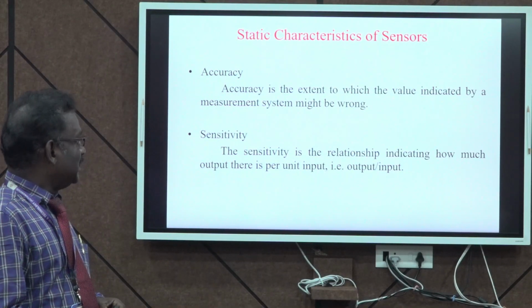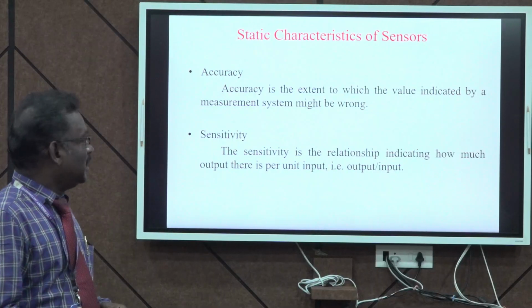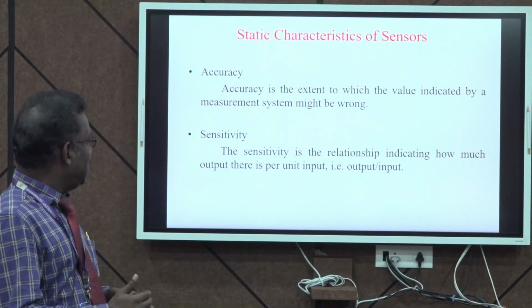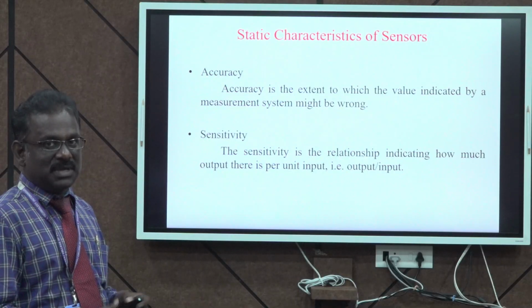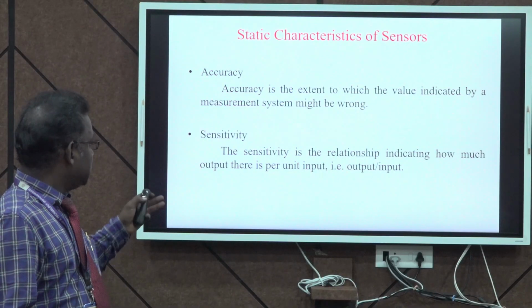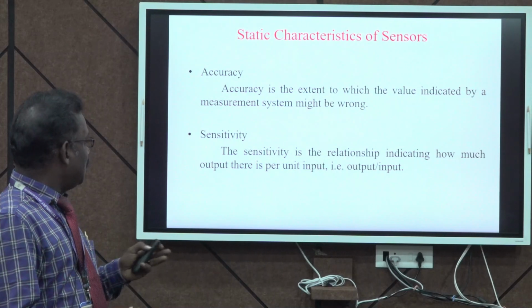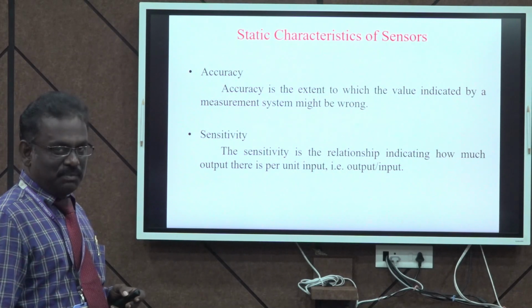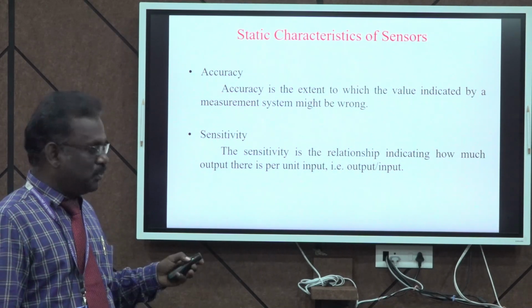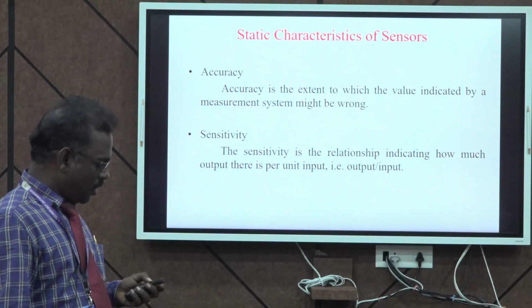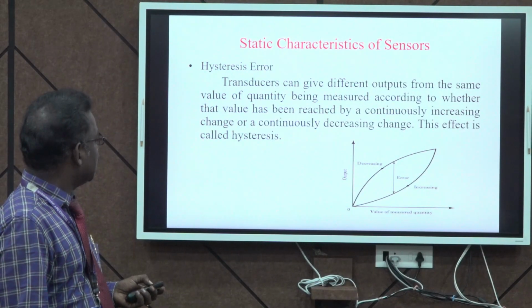The next static characteristic of a sensor is accuracy. Accuracy is the extent to which the value indicated by a measurement system might be wrong. It is an affordable value. Sensitivity: the sensitivity is the relationship indicating how much output there is per unit input. That is nothing but the ratio of output to the input. So sensitivity is defined as the ratio of output to the input.